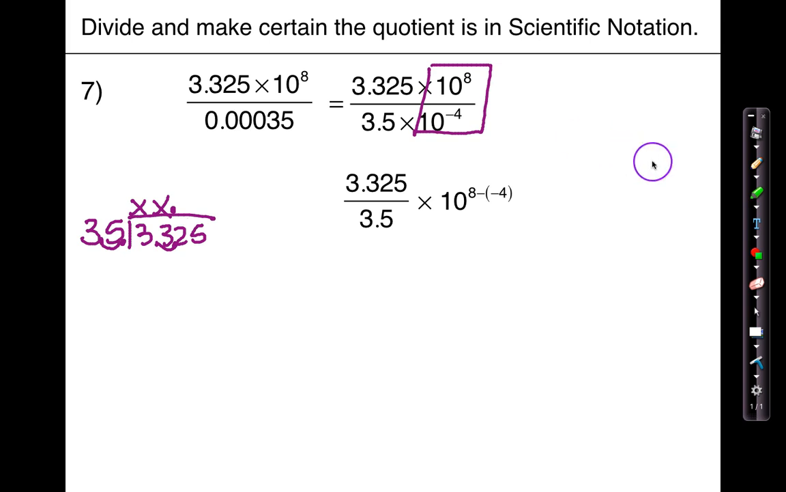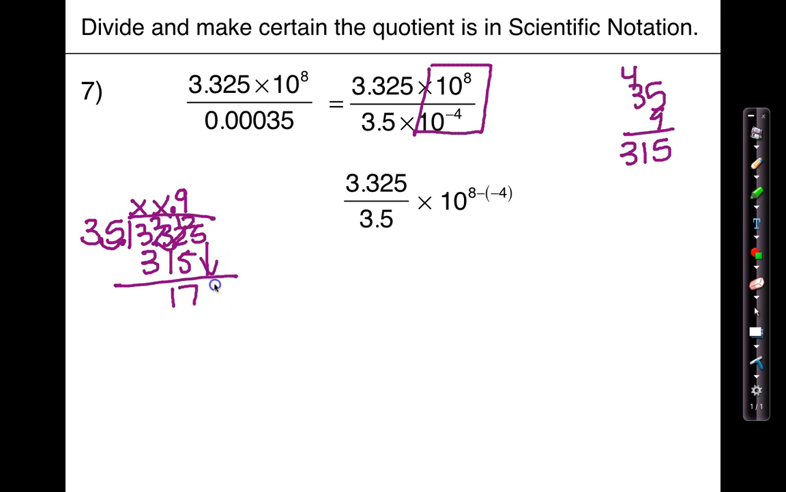So let's try 9. So 35 times 9, that's going to be a 5, carry the 4. 27 plus 4 is going to be 31. So that's going to go pretty well, because adding another 35 would be too much. So putting a 9 here, I got 315. Let's subtract. We're left with 17. Let's bring on that 5.